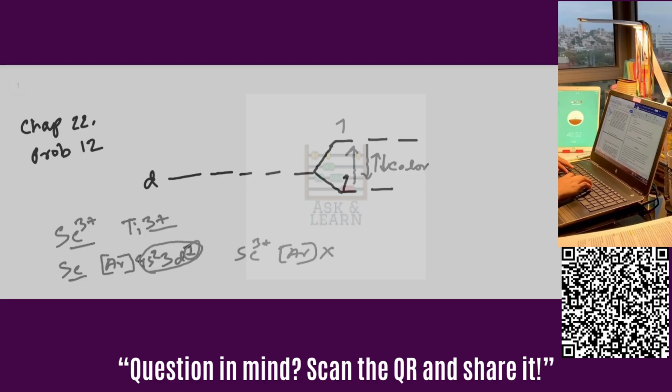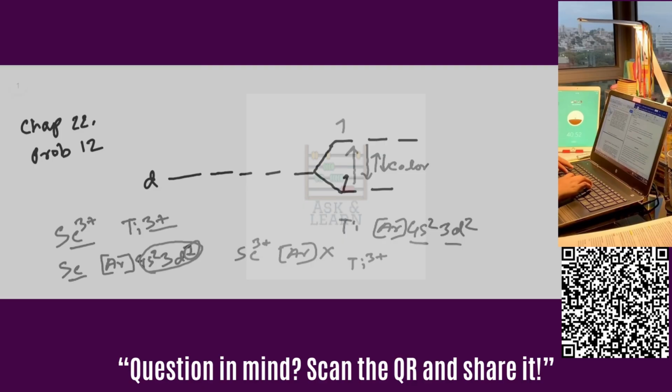But in case of Ti3+, if we write down the electronic configuration for Ti, we see that the electronic configuration for Ti is Ar, and then 4s2 3d2. So now if we form Ti3+, first we will get rid of these two 4s electrons and then one 3d electron.